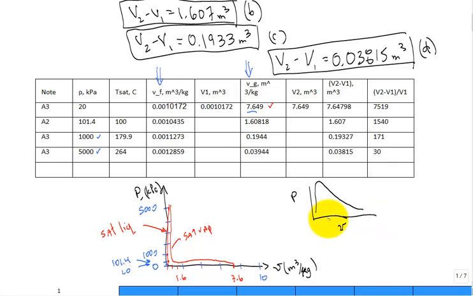But to get this to look like this at all, I would need to plot the x-axis in a log scale. Just think about that: if you plot it on a linear scale with no transformation of the axes, it would be incredibly awkward looking. But to get it to look something like this in shape, we'd probably put it linear on the p, or even log p. You could do that too, but definitely log on the x-axis for specific volume.